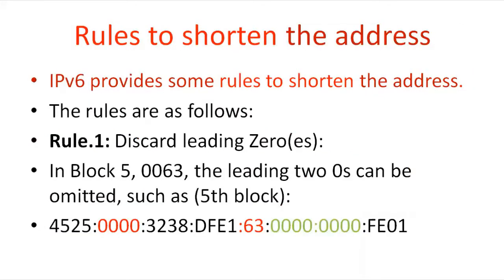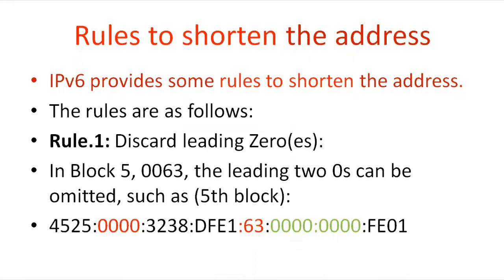That's why some rules are laid out, that means some rules for shortening the addresses. In order to reduce the size of the address, you are using different rules. What are the different rules here? The first rule here is to discard the leading zeros.